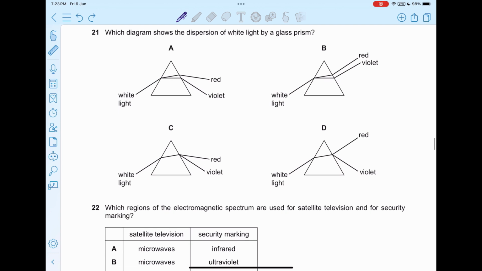Okay, number 21. Which diagram shows the dispersion of white light by a glass prism? So the light should already be separating from within the prism, so C and D are already out. And for B, it's wrong because the red and the violet won't bend up like that. It should be A.